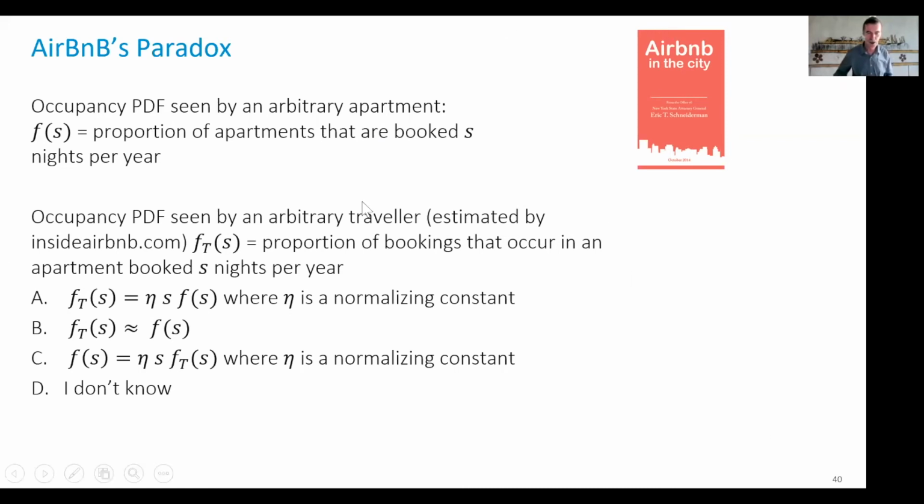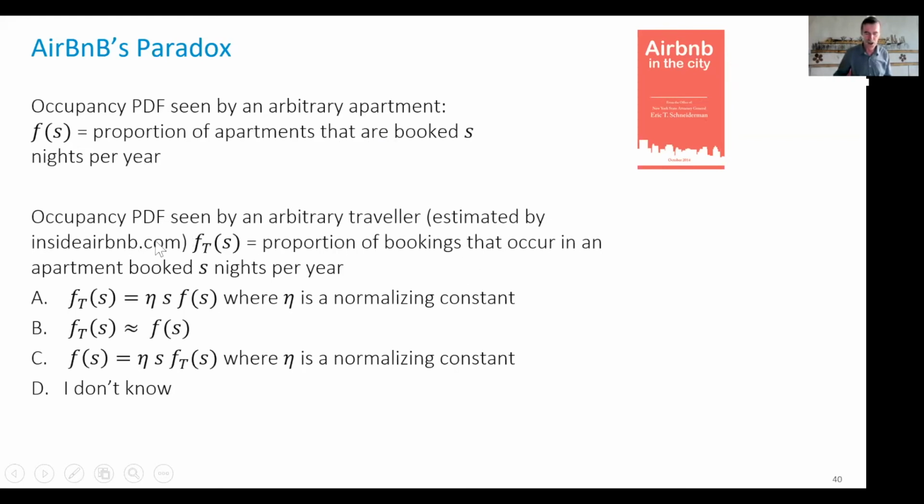Let's return to the Airbnb paradox discussed in the introduction. Now, let's give more details on how the occupancies are computed. The occupancy seen by an arbitrary apartment, that's the Airbnb statistic. Let's call it F of S. That's the proportion of apartments that are booked S nights per year.